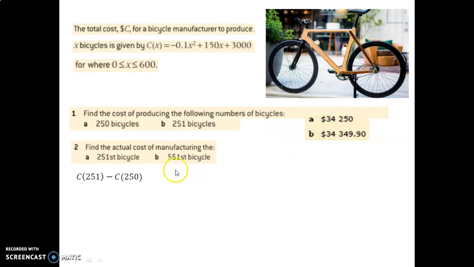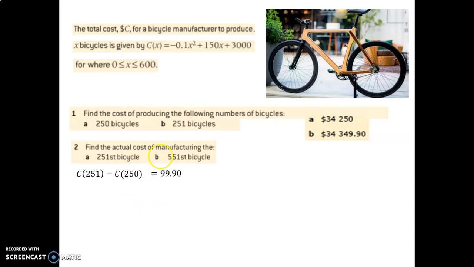Okay, I hope the answer to that is clear. You take your cost of 251 and you subtract the cost of 250. So you're just subtracting these two numbers. Because if this is the cost for 251 and this is the cost for 250, if you subtract them, you'll find out how much the cost went up for that extra bicycle, the 251st one. And that cost is this much. Okay, so now we know the cost for producing that 251st bicycle.